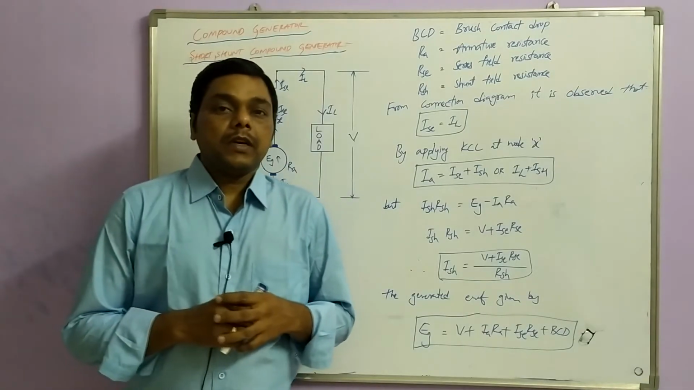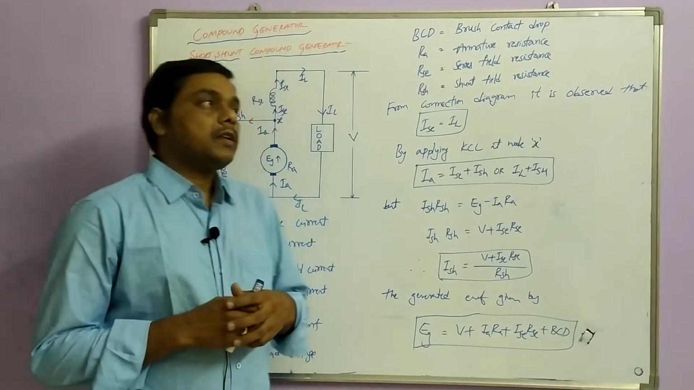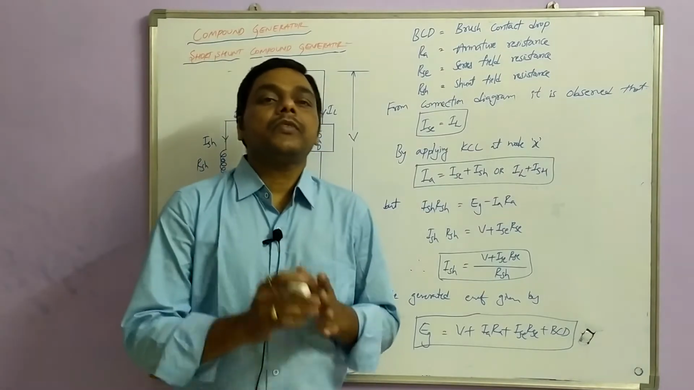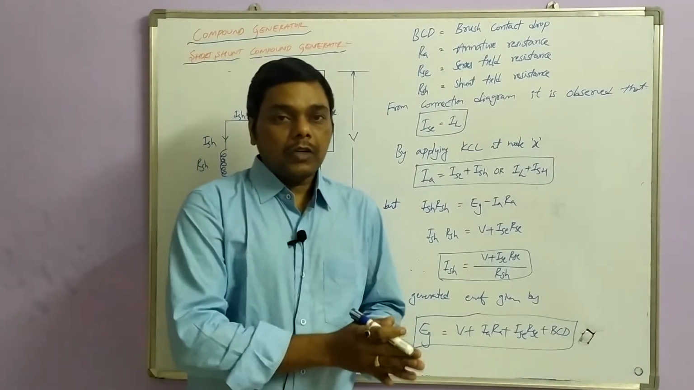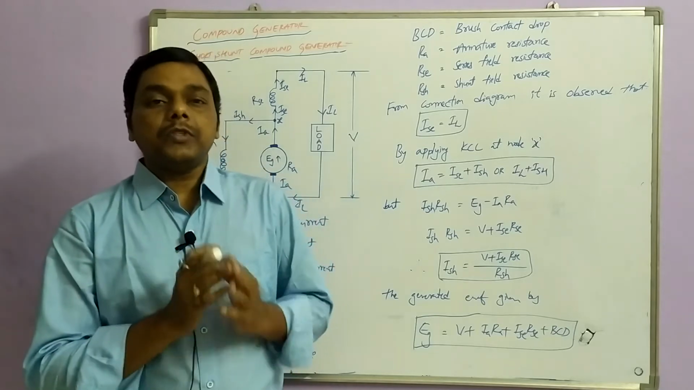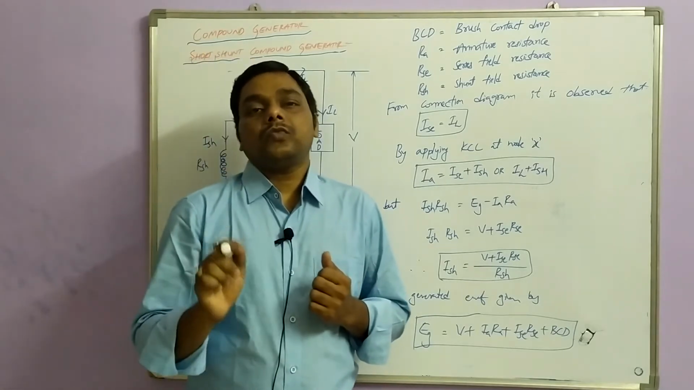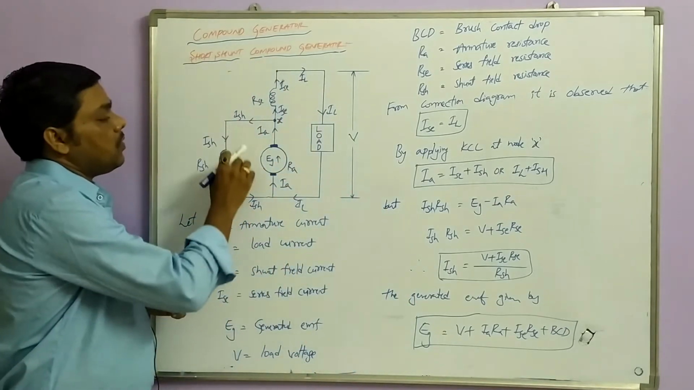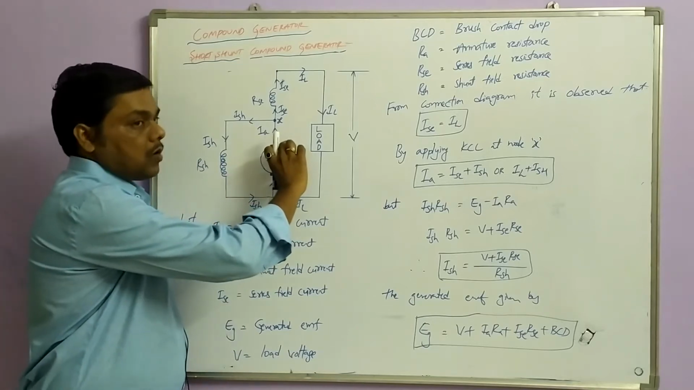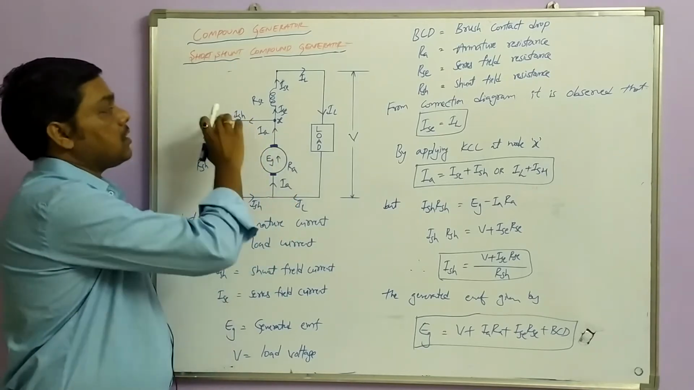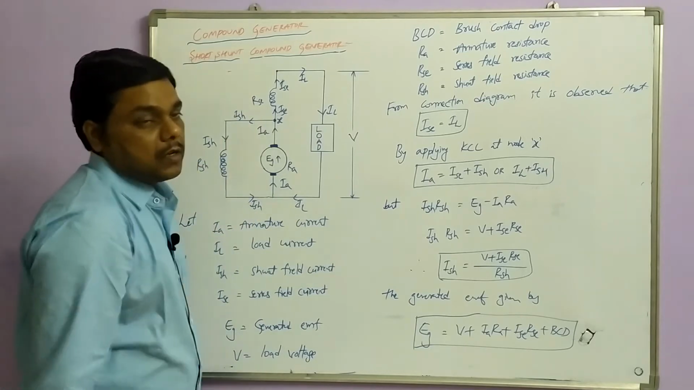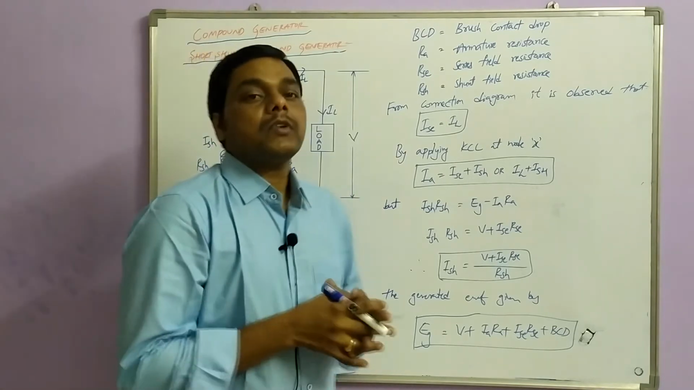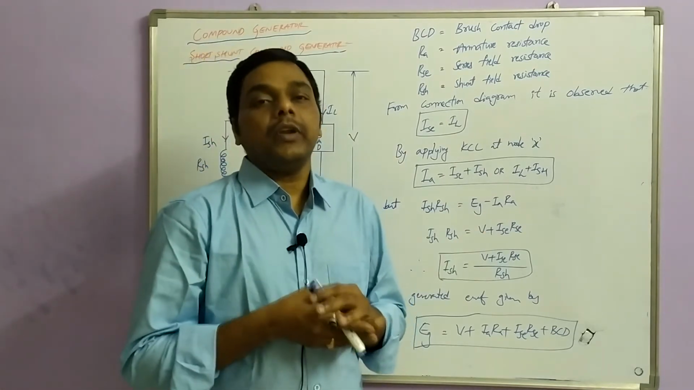Now we will discuss the second type of compound generator, that is the short shunt compound generator. We already discussed that the main difference between long shunt and short shunt compound generators is the connection of the shunt field winding. You can see here the shunt field winding is connected only across the armature. In long shunt it is connected across series and armature. This makes the difference in current, so the generated EMF is also different and applications are also different.